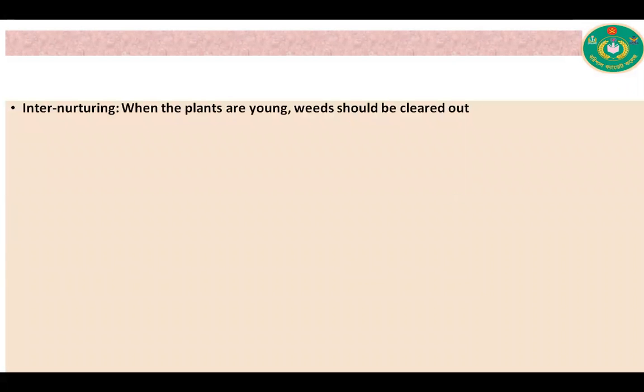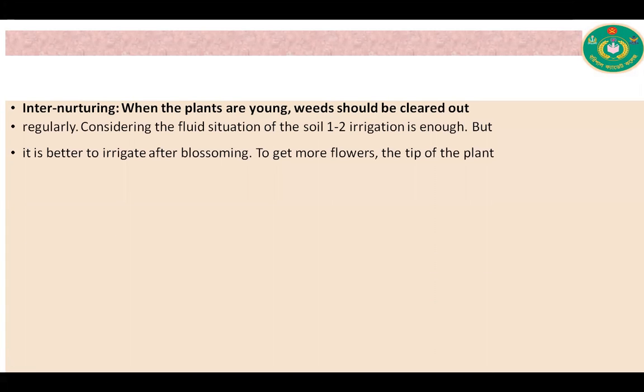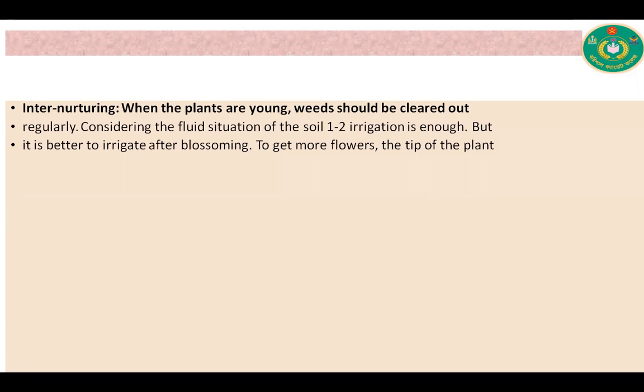In the nursery, when the plants are young, weeds should be cleared out regularly, considering the fluid situation of the soil. One irrigation is enough, but it is better to irrigate after blossoming.